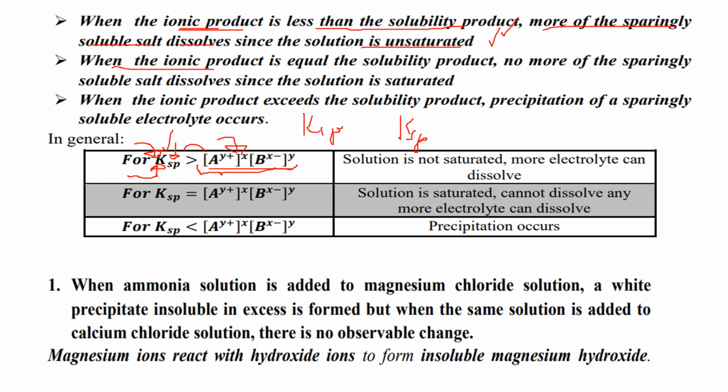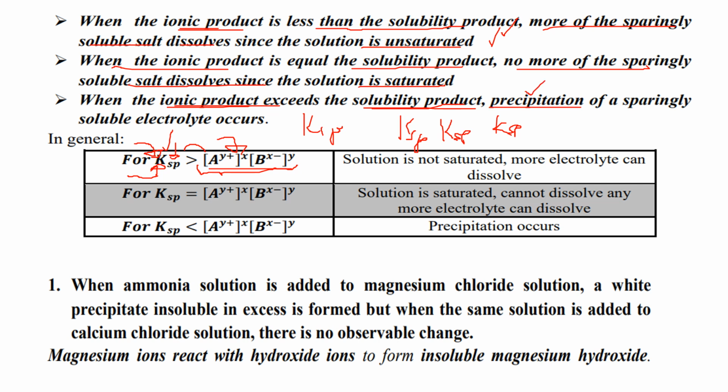However, when the ionic product is equal to the solubility product, then no more of the sparingly soluble salt dissolves, since the solution is said to be saturated. And when the ionic product exceeds the solubility product, that's when precipitation is going to take place. So after comparing the solubility product that you are given in the question with the solubility product that you have calculated, which we term the ionic product, once you see that the ionic product is larger than the given solubility product, understand that precipitation is going to take place.